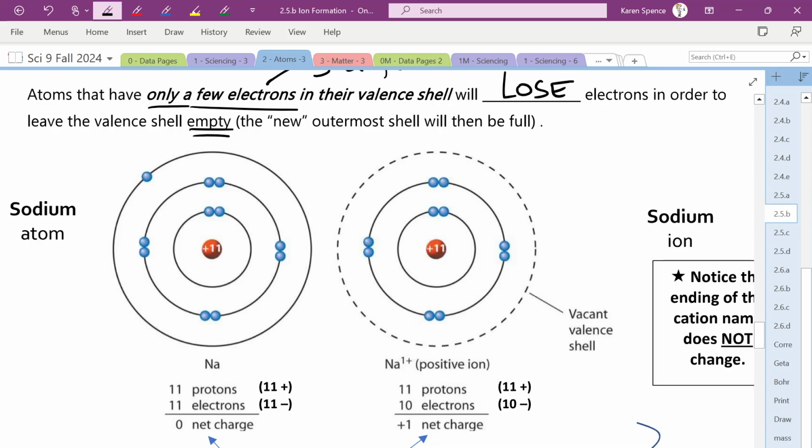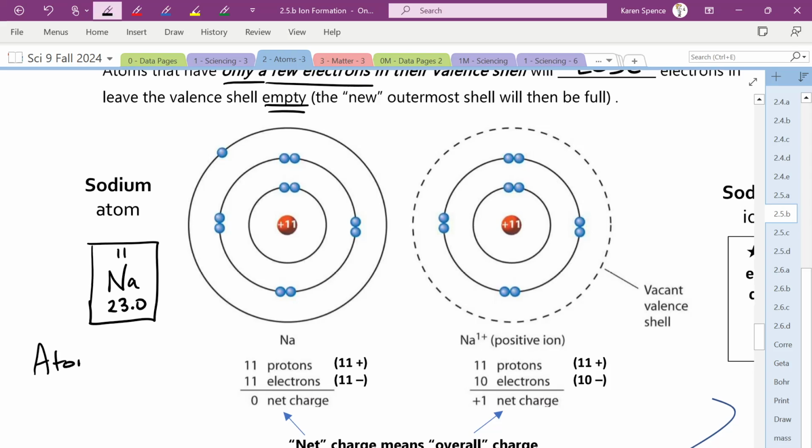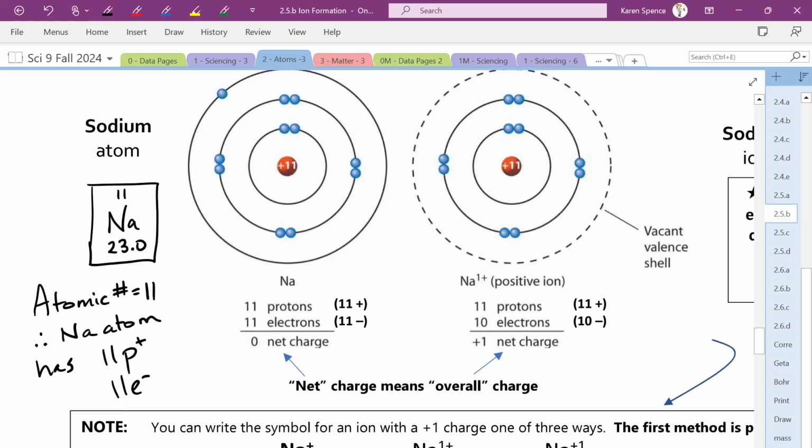So here is sodium. And remember, sodium is atomic number 11. And what does that atomic number tell you? An Na atom has what? That 11 tells us it has 11 protons. And what else? 11 electrons. Very good. Okay? So we got 11 protons and 11 electrons.